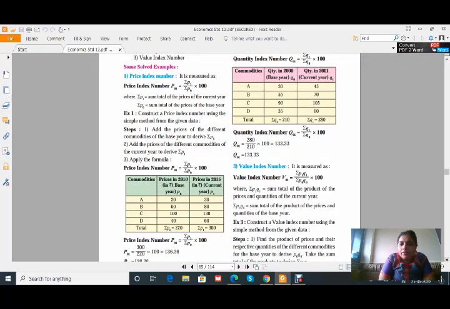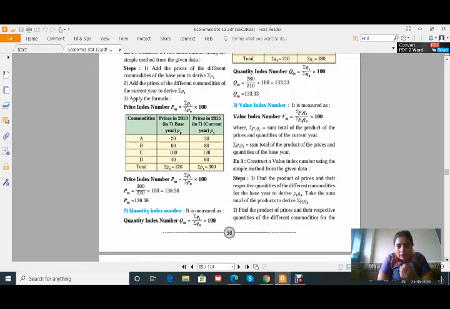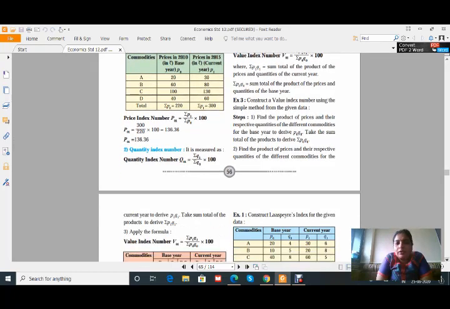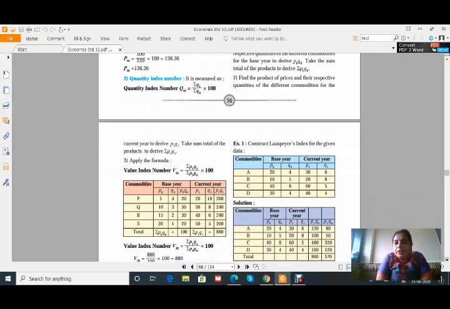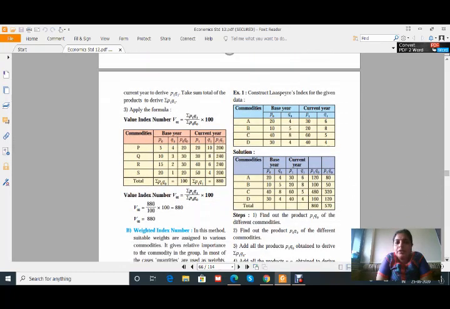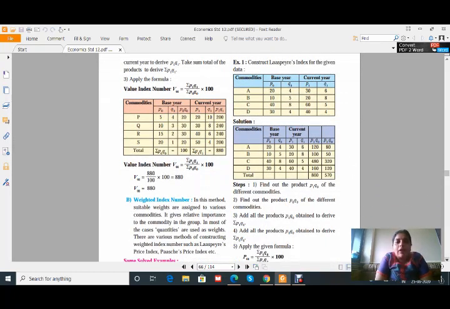Now when the value index number is there, we have to multiply the price and quantity with each other, then only we can get the value of those commodities. For the calculation of value index number V01, we have to multiply price with the quantity for the base year as well as current year. Value index number V01 is given by the formula summation of P1 Q1 upon summation of P0 Q0 into 100.